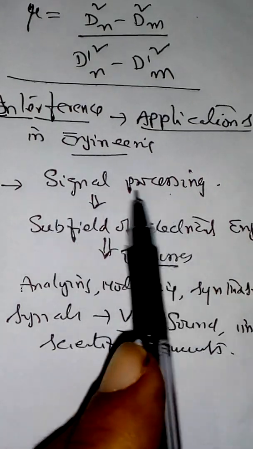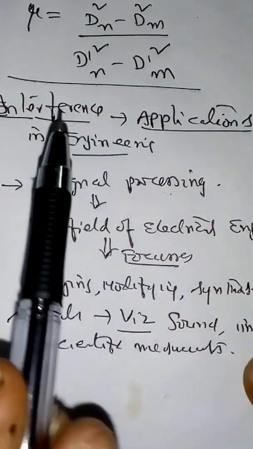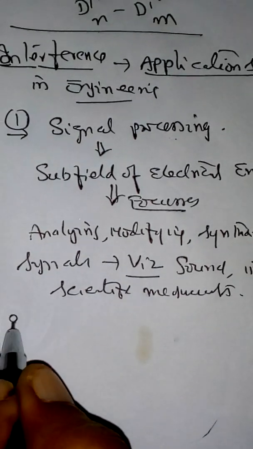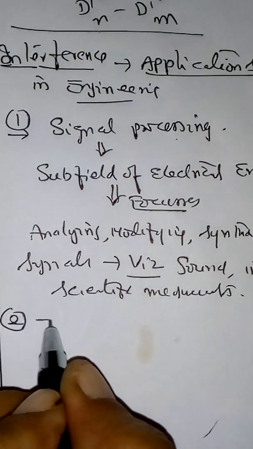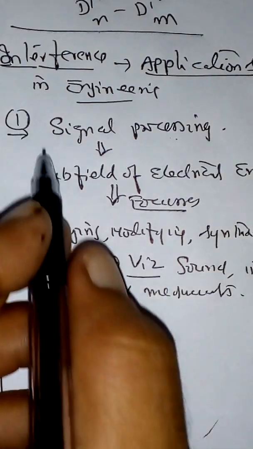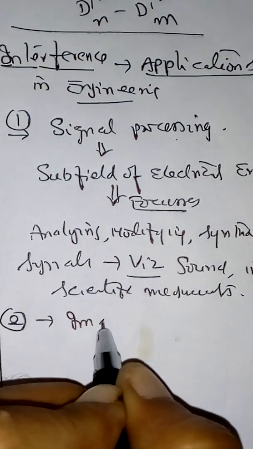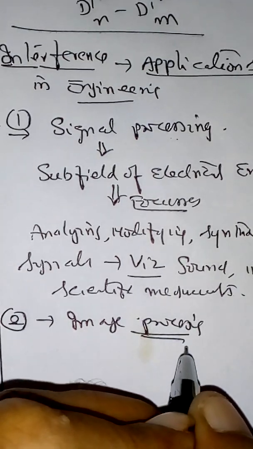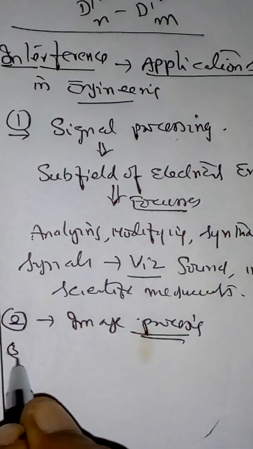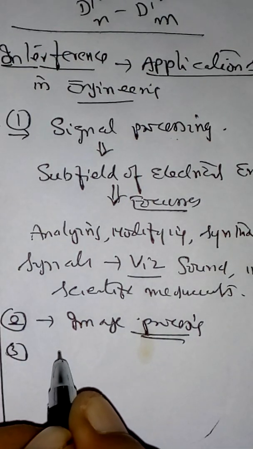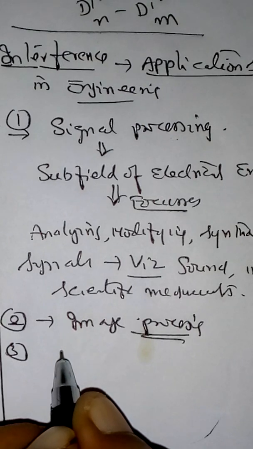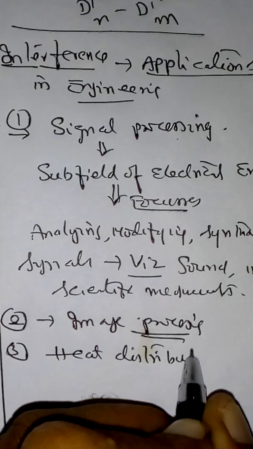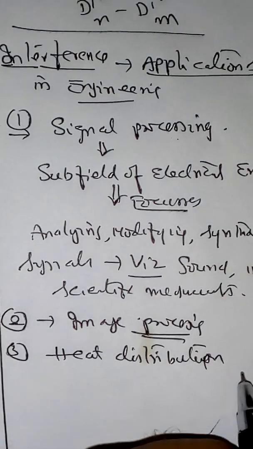So in signal processing, the interference concept is applied. That is the first application. Now the second one, the interference concept or principle is used in image processing. And the third application is that the interference concept is used in heat distribution mapping.